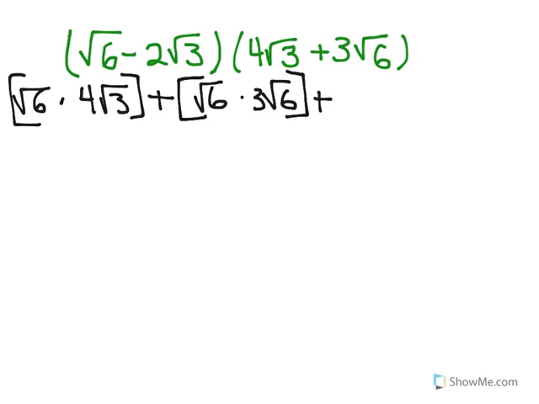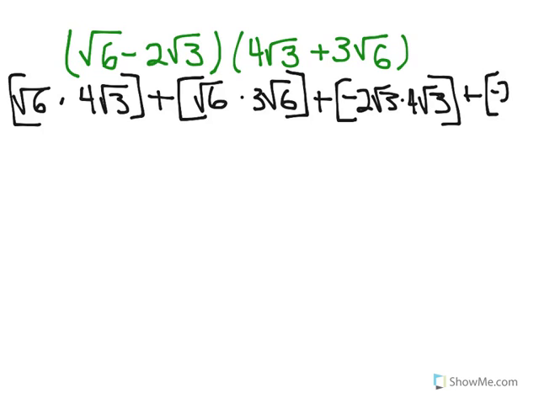Plus our inner terms, so that's a negative 2 radical 3 times 4 radical 3. And then finally our last terms, and that's a negative 2 radical 3, I ran out of room here, let me squish this in, times a 3 radical 6. So we can clean that up a little bit.